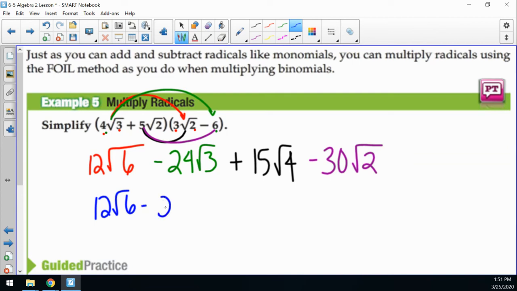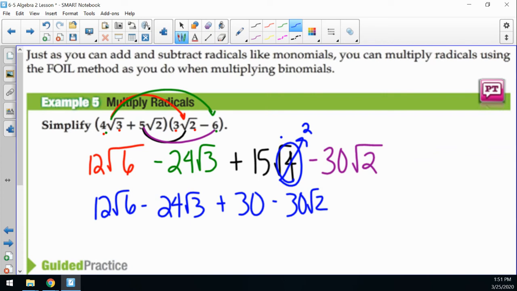Then 24 square roots of 3 is the same thing, right? Now, square root of 4 is really just 2, right? So 15 times 2 is going to be 30. And then I have minus 30 square roots of 2, right? And so all of this cannot be combined any further, right?